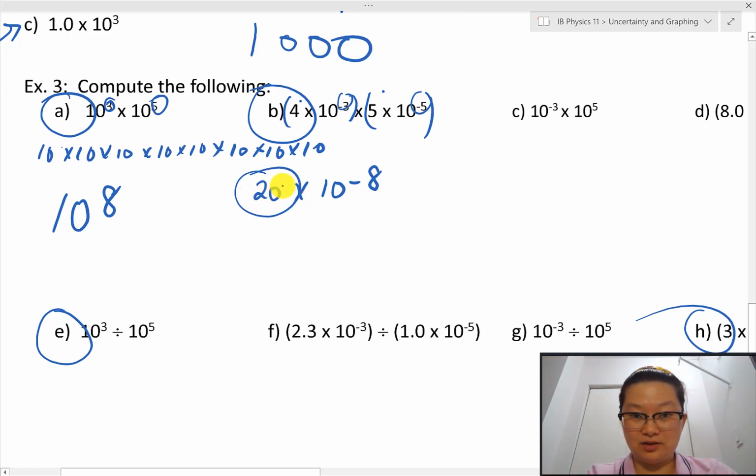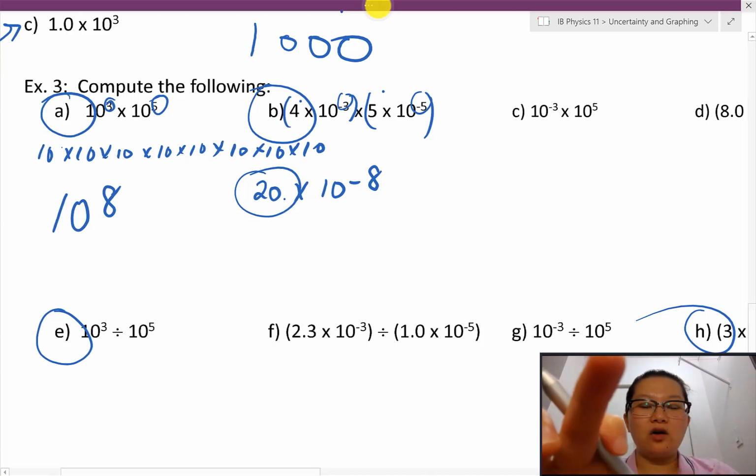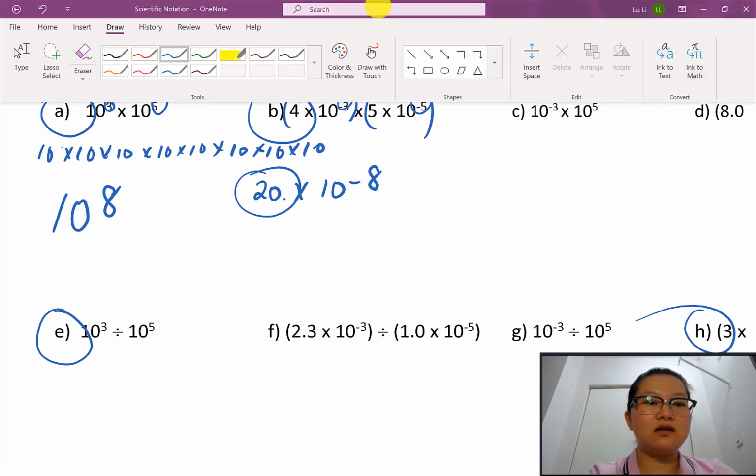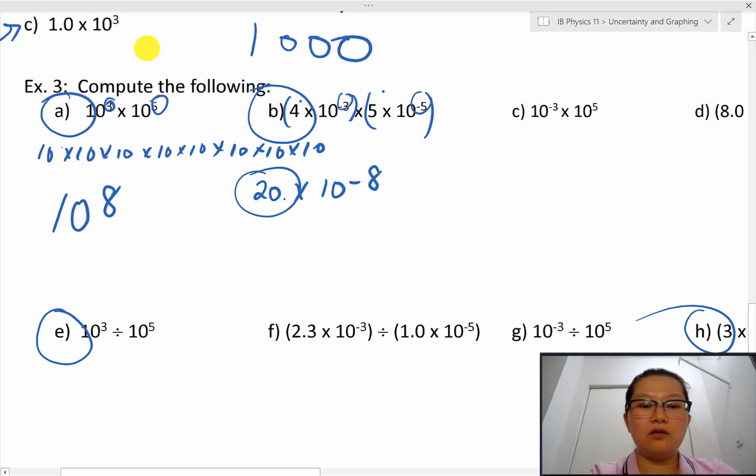There are 2 digits after an invisible decimal. That's a no-no. We cannot do that. So how do we fix it? Okay. A good way to fix it is, imagine you have 20, so that's essentially 2 times 10, yeah?